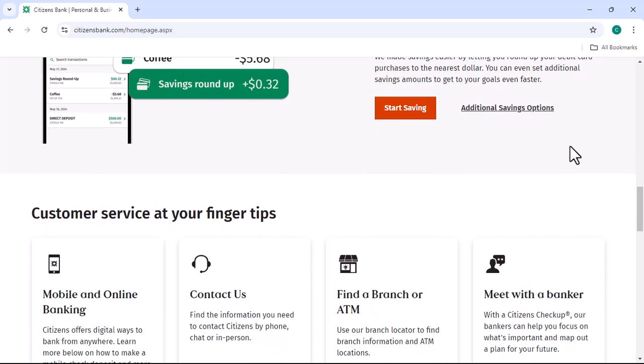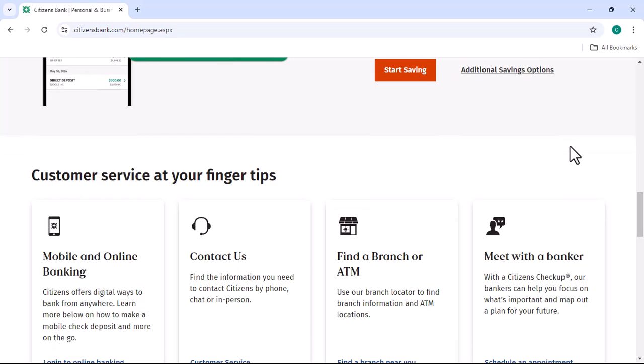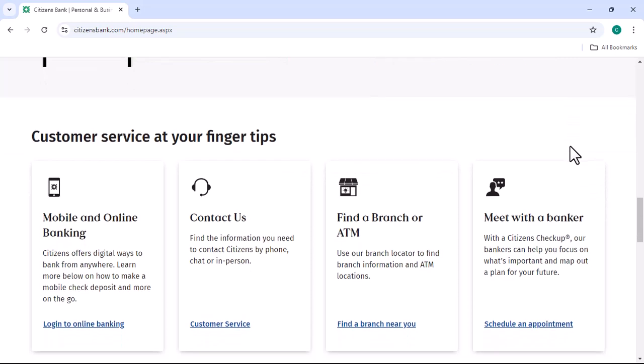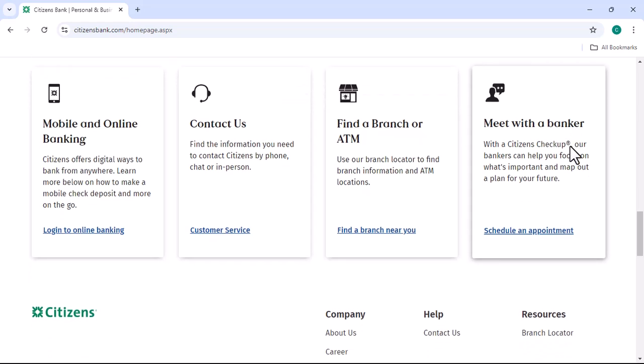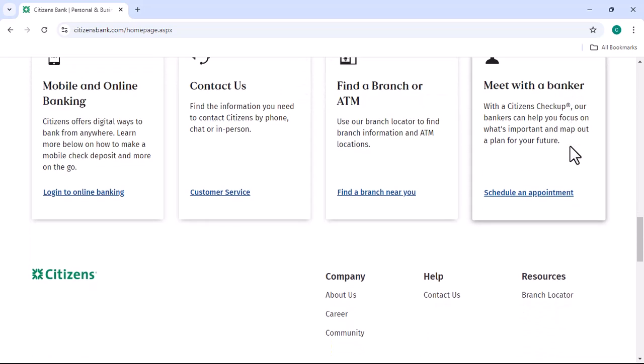Monthly service fees are the fees that you pay to simply have a bank account. The amount of the fee will vary depending on the type of account you have. For example, checking accounts typically have lower monthly service fees than savings accounts.